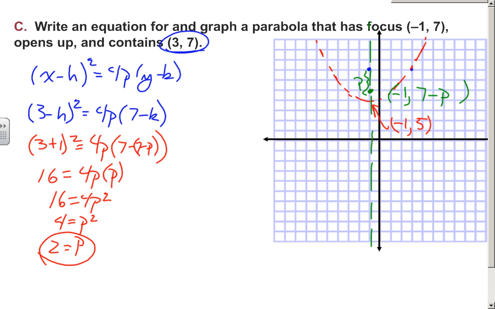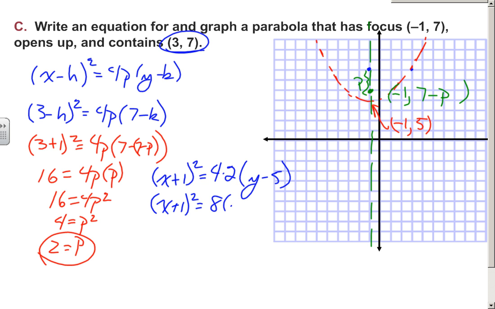So the equation is x minus h, which is negative 1, so plus 1, squared, equals 4 times p, which we now know is 2, times y minus k, and k is 5. So we have x plus 1 squared equals 8 times y minus 5.